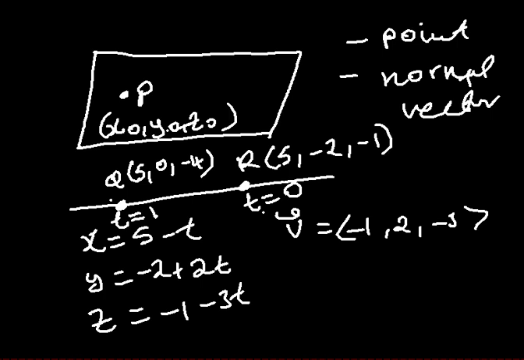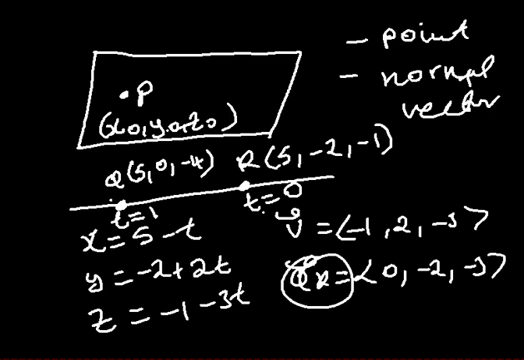These are the coordinates. Then you are going to express the column vector QR from these 2 points. And what is the vector QR? We'll have 0, -2, -3. Now this is the vector QR. Then we'll have the cross product of these 2 vectors.